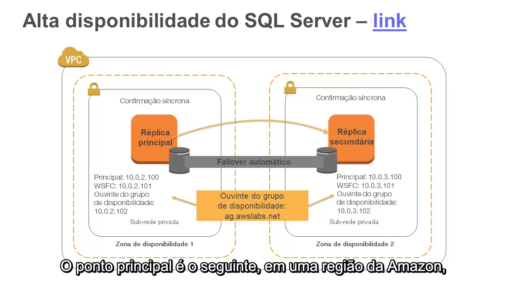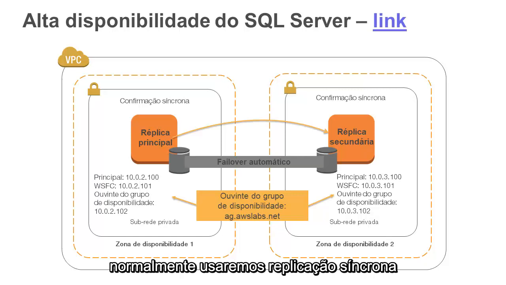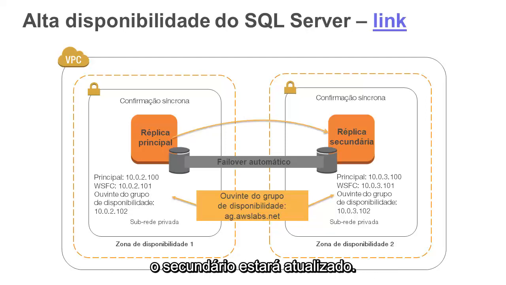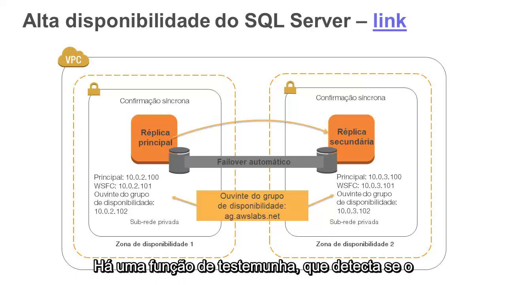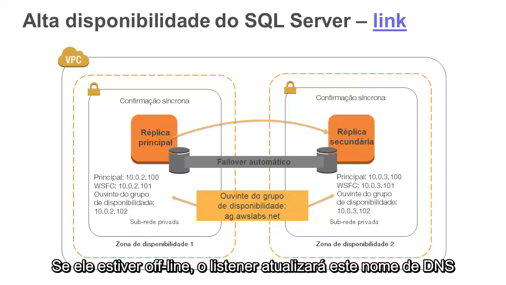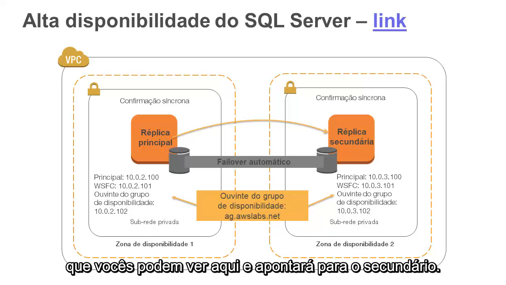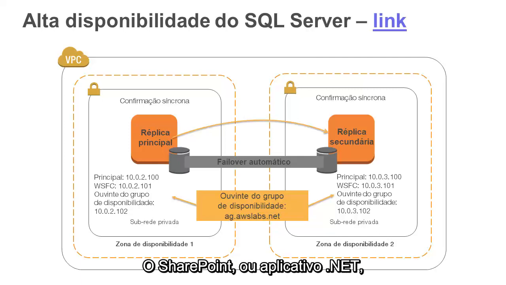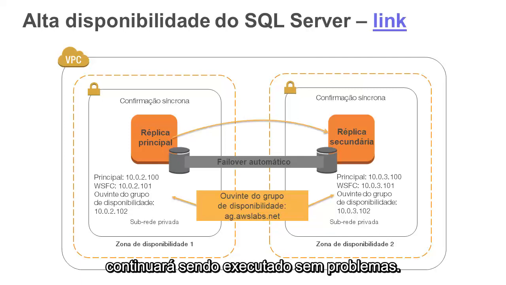The main point is that in an Amazon region, we'll typically use synchronous replication between the primary and the secondary, so that should there be a hiccup in the primary, the secondary will always be up to date. And there's a witness role, which is detecting whether the primary is online. If it's offline, the listener will update this DNS name that you see here and point it to the secondary, and SharePoint, or a .NET application, will continue running without a hiccup.